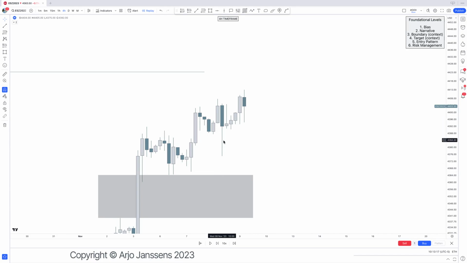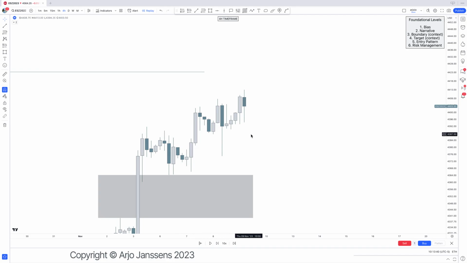Then we are not creating a new daily fair value gap higher off of that. All right, so there's two things right there that are very suspicious. Daily fair value gap below, so daily order flow below 4 hour order flow, which means that the 4 hour right there is not in context of the daily time frame, which makes trading the 4 hour lower probability.